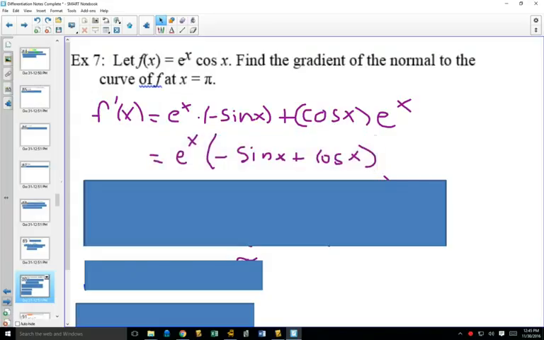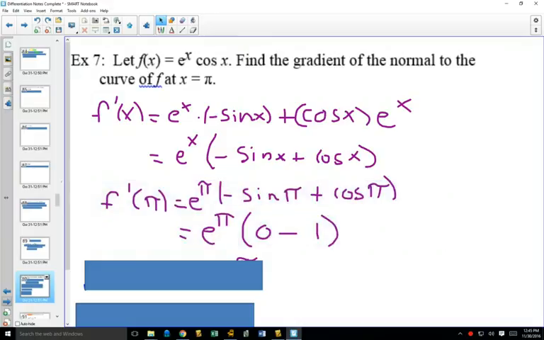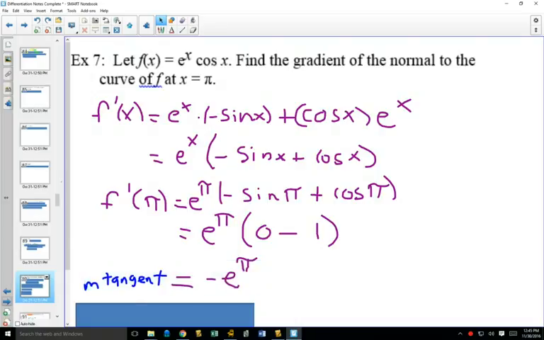Now, when working with this, you could factor out that e to the x that's in common. Maybe that makes life a little bit easier, but in this case, it wouldn't make a difference if you didn't factor it out, but you could factor it out. Then when you plug in pi, sine of pi is 0, cos of pi is -1. And so when we multiply that through, our value at pi is -e to the pi. That'll be the slope of your tangent.